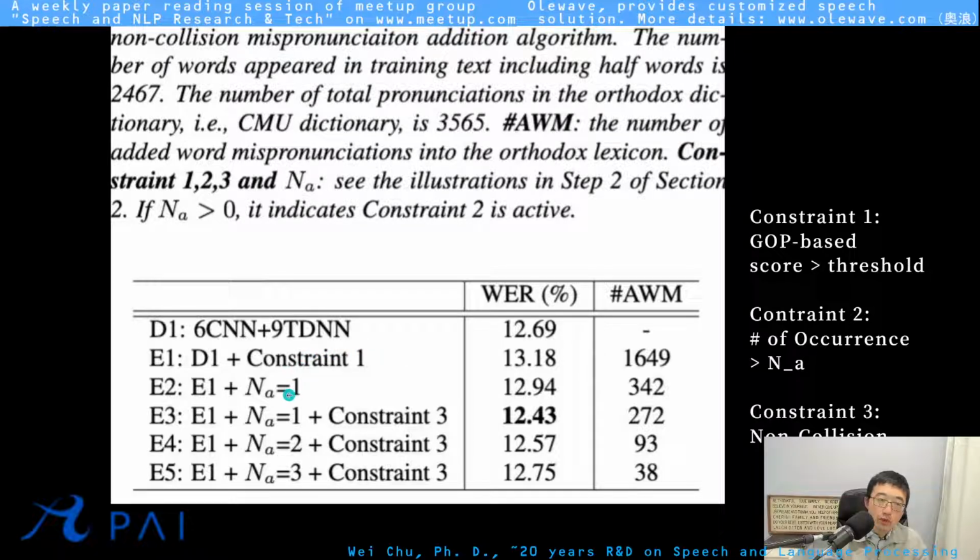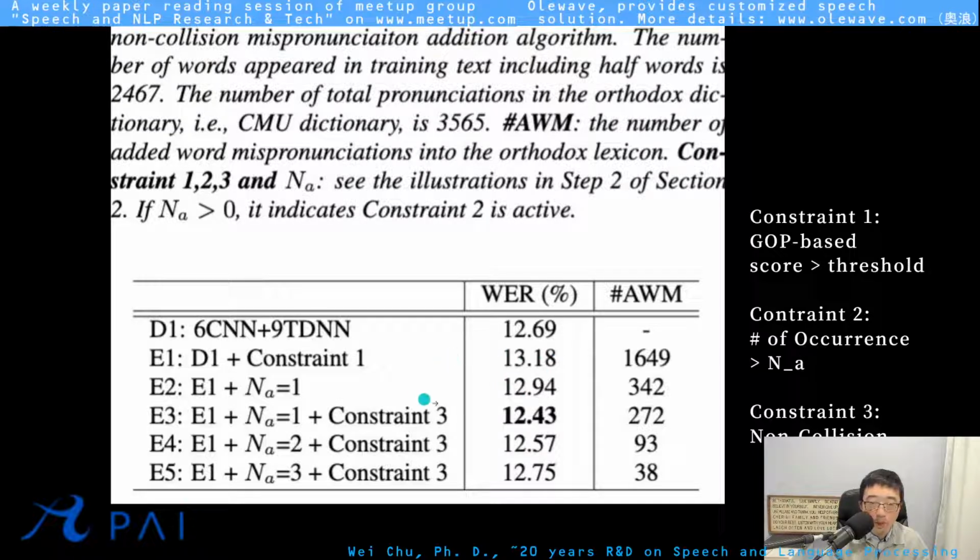So if you only use this constraint, it's still getting worse. But you can see that constraint number 2 is better than constraint number 1, comparatively. I'm sorry, E2 is on top of E1, right? So it reduced the WER of the second row a little bit, but it's still worse than baseline.